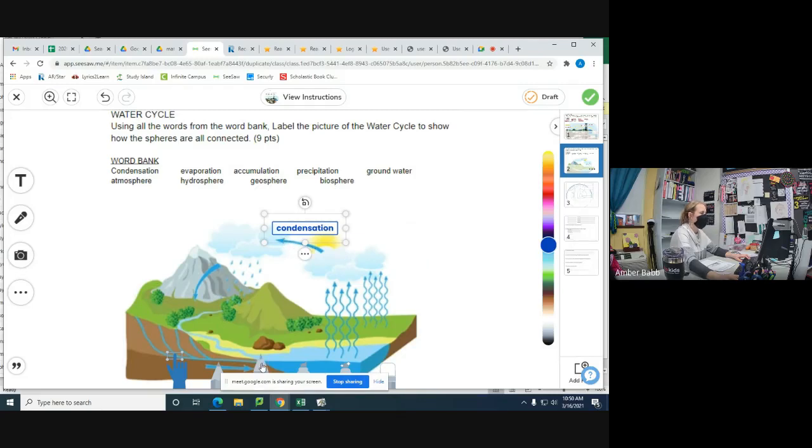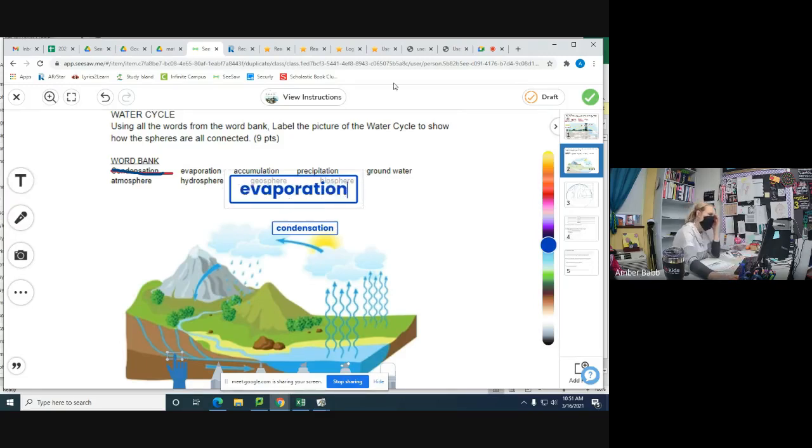We can't even see the clouds. Where are your clouds? Okay, you got a cloud. There's clouds up there, okay? I drew a cloud. All right, great. I did too. All right, where does evaporation go?